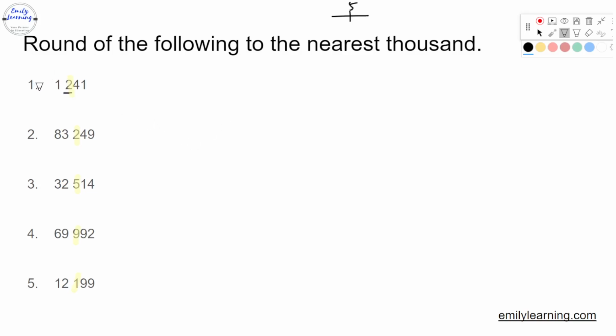So let's do example 1. So we know that we need to check this 2, which is in the hundreds place. So 2 is lesser than 5, so we'll round down. So we'll keep this 1,000 and just change these to zeros.